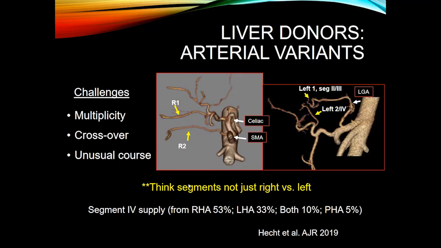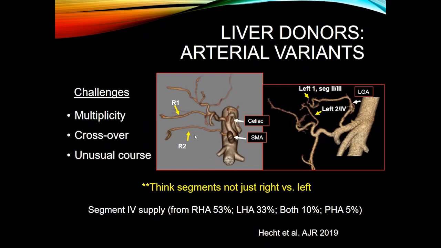When we're thinking about liver donors and treatment, we really want to think in segments, not just right lobe versus left lobe. For example, segment 4 supply may be from the right hepatic artery, left hepatic artery, or both. So it's really important to distinguish what you mean by right hepatic artery or left hepatic artery. It can be very ambiguous. Terms such as accessory can be ambiguous unless you really are clear on how many arteries there are and what segment they supply. So here are just examples of multiplicity.